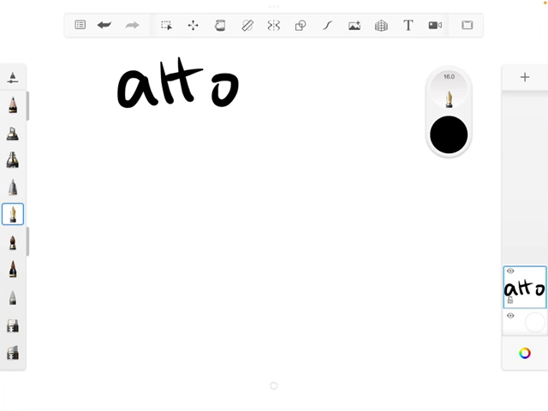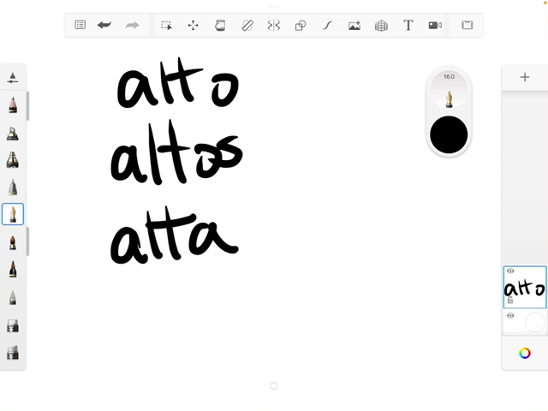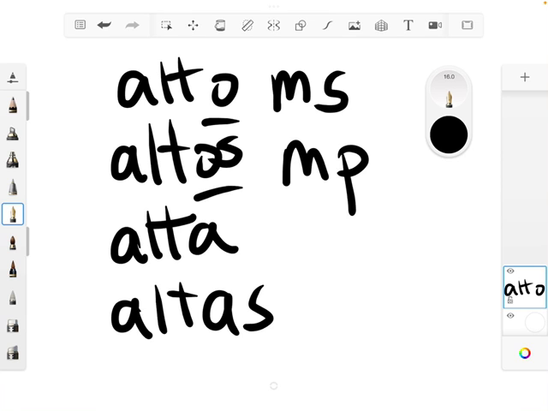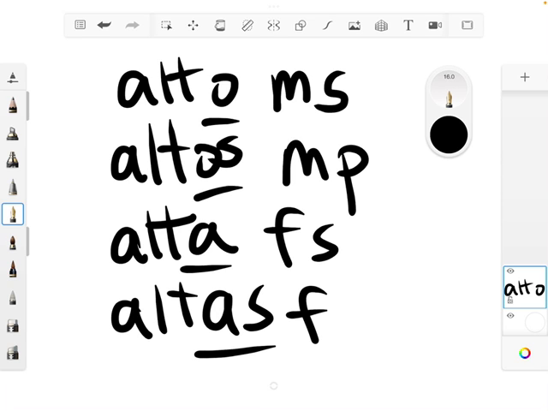We'll have alto, altos, alta, and altas. So that's masculine singular. This is masculine plural. This is feminine singular, and this is feminine plural. Okay? So that's for an adjective ending in O.